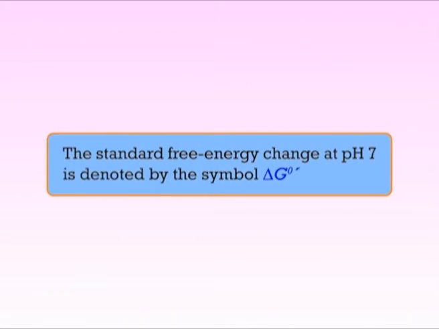A convention has been adopted to simplify free energy calculation for biochemical reactions. The standard state is defined as having a pH of 7. Consequently, when hydrogen ion is a reactant, its activity has a value of 1, which corresponds to a pH of 7. The activity of water also is taken to be 1 in these equations. So the standard free energy change at pH 7 is denoted by the symbol delta G naught prime.